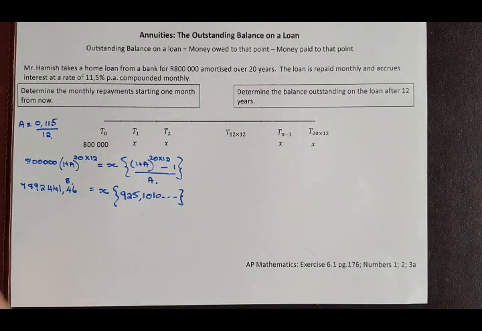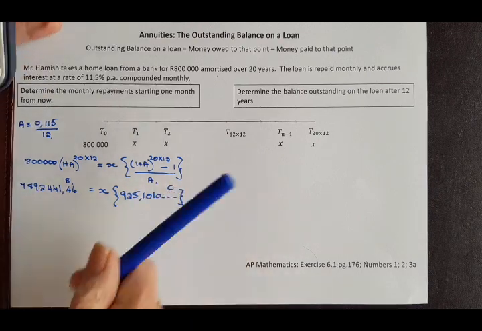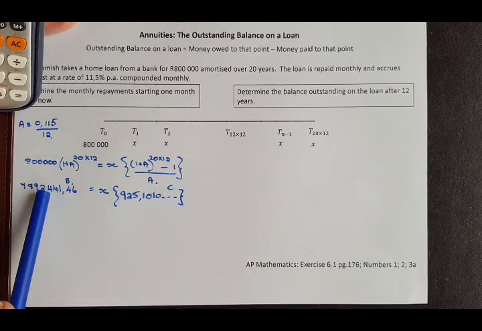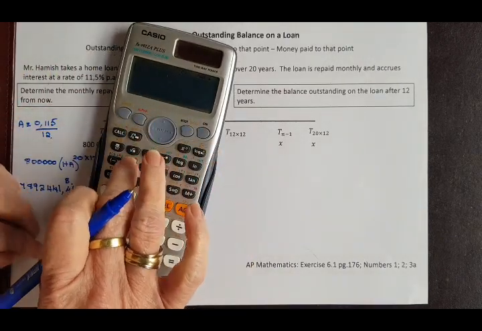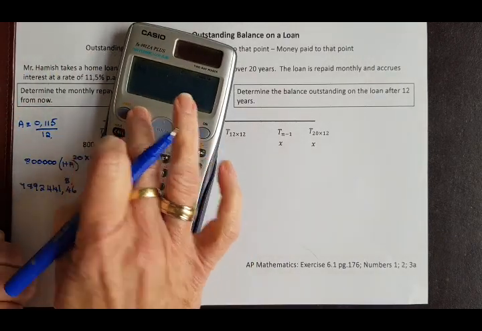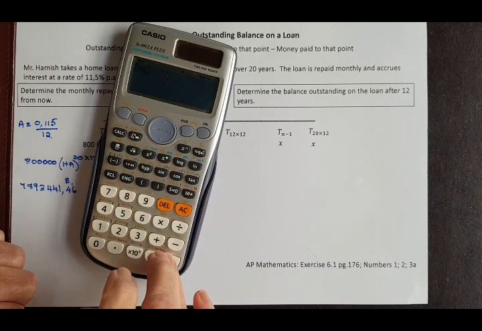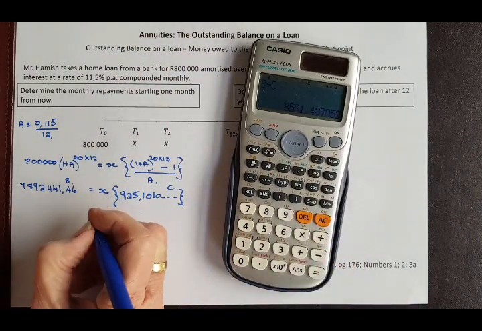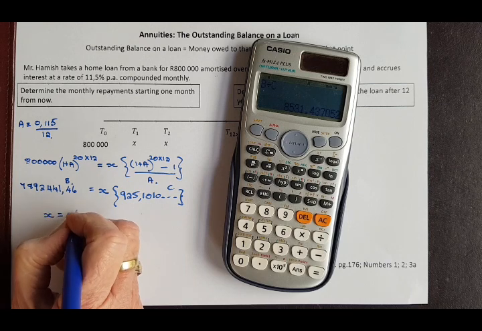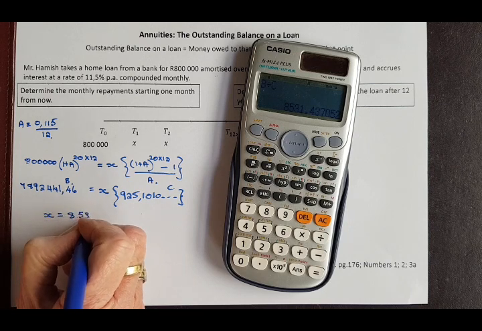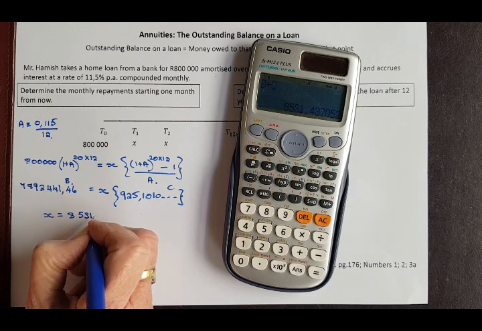Shift store C. And all I'm doing now is dividing what I had in memory B by what is in memory C. So that is alpha B divided by alpha C. And my monthly repayments are 8,531.44.